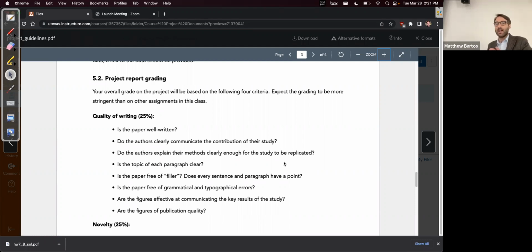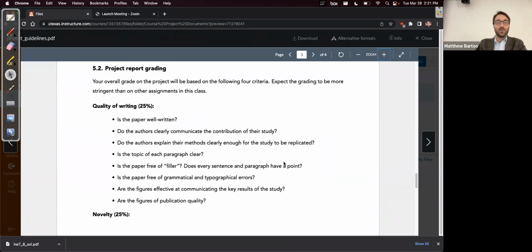In particular, I want to make sure in these reports that you're conveying the contribution of your study. So make sure to highlight the novelty of the work, how it fits into the existing literature, and so on. Also, are the methods clearly explained? Are they explained clearly enough for the results to be replicated?